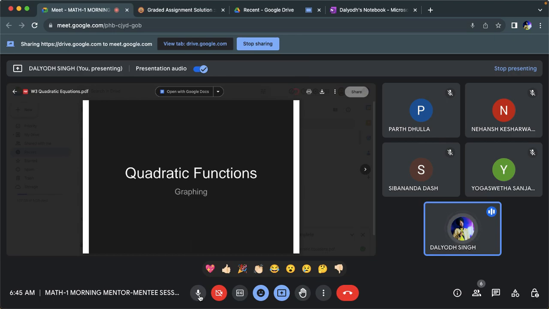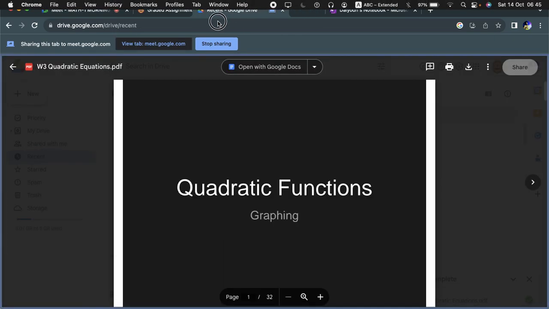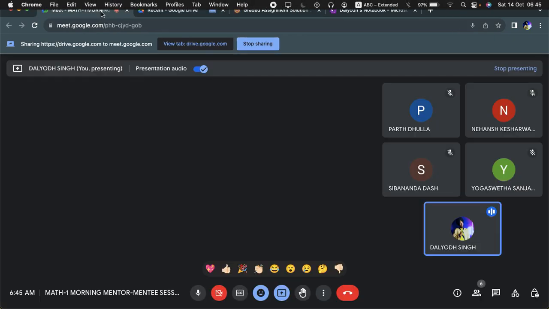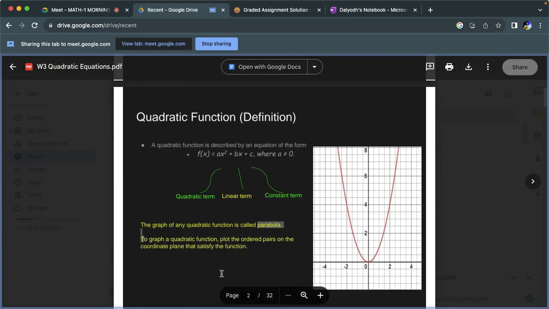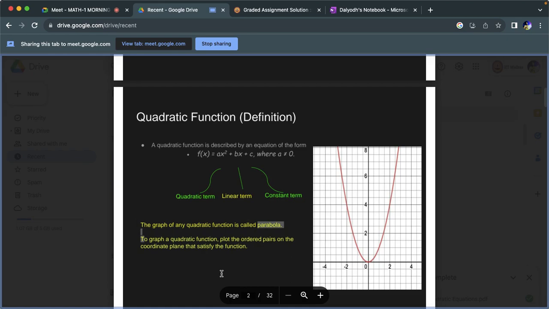So should we go to the first topic, or if you have any question, you can ask me after that. Okay, so let's first understand what a quadratic function is. You know all the polynomials. What is a polynomial?